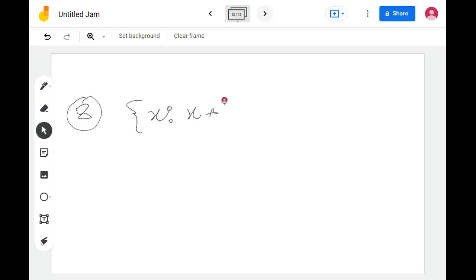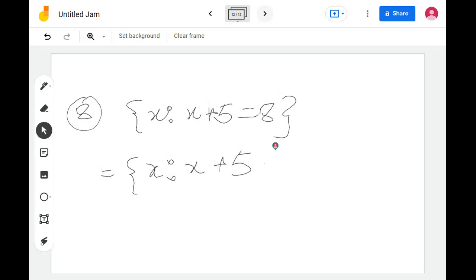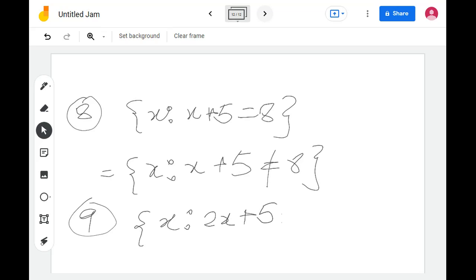This is the question. So the answer in set builder form is x such that x plus 5 is not equal to 8. This is the answer of the eighth part. Now we are shifting to the ninth part. The rest will remain the same: x such that x plus 5 is not equal to 9. This is the answer of the ninth part.